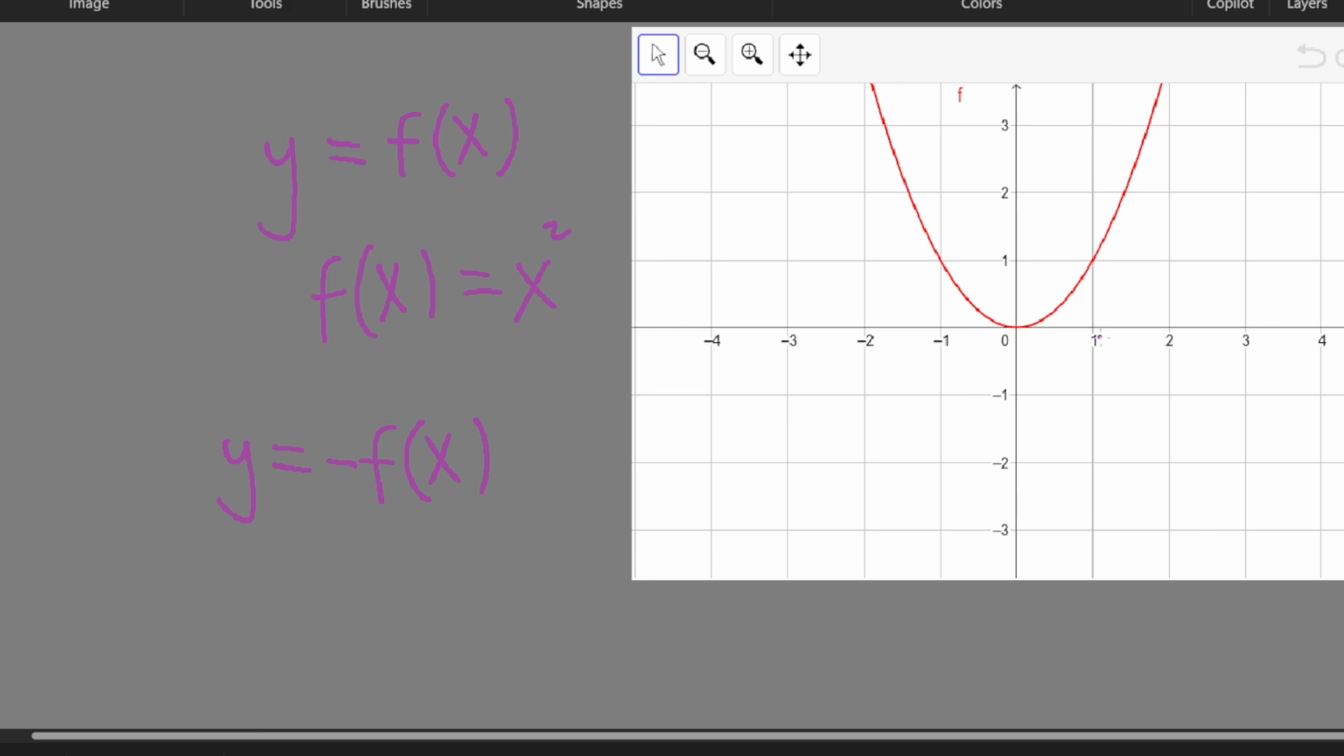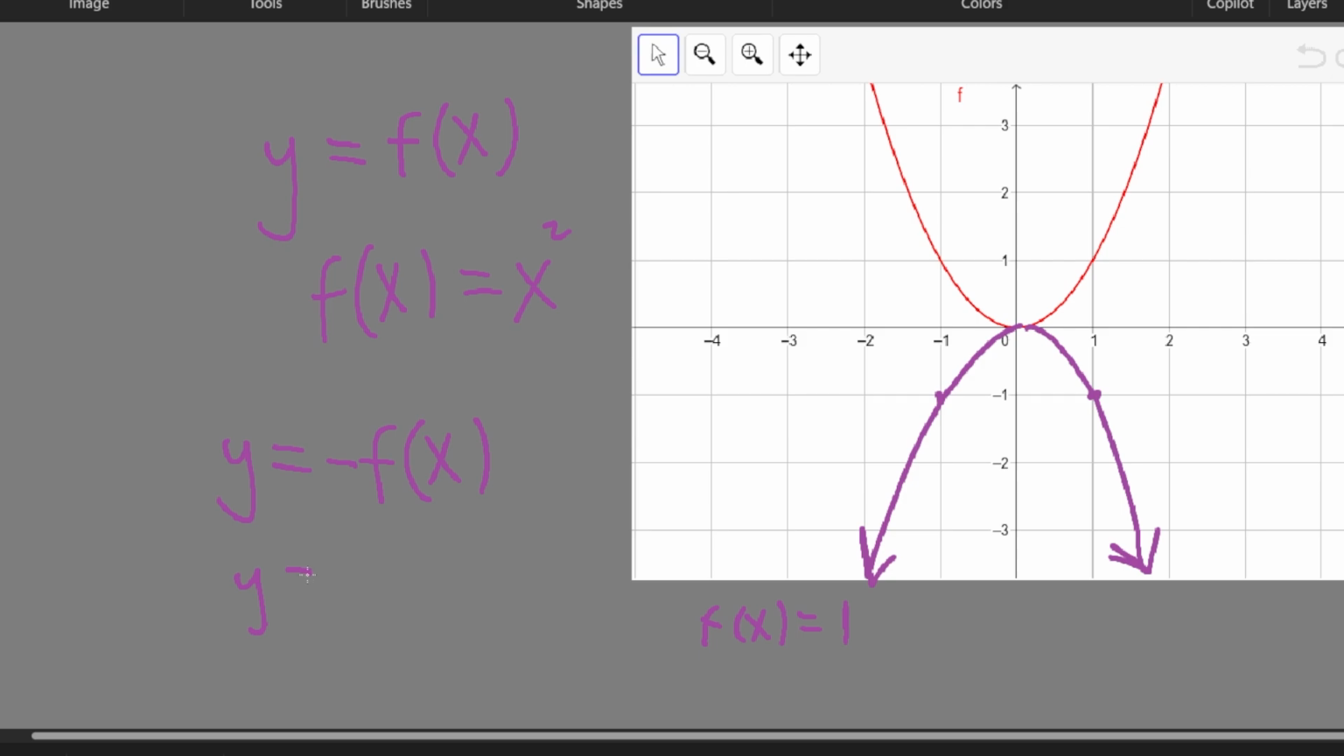So f of x is equal to x squared. Here, if you input x as 1, it would be 1 squared, which is 1. So f of x would be equal to 1. And y is equal to negative f of x. So this actually turns into -1. Every output of f of x is multiplied by -1. So this graph looks like this.